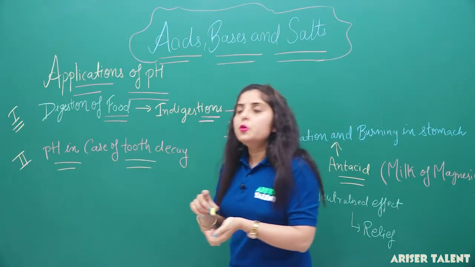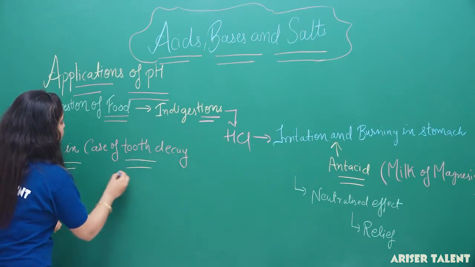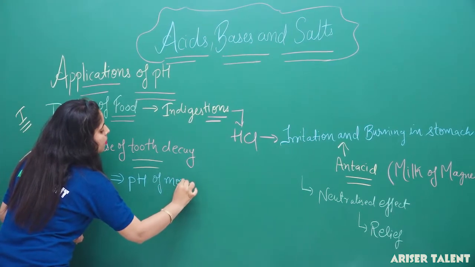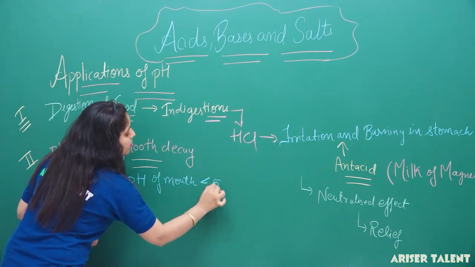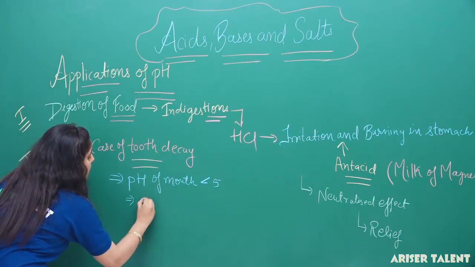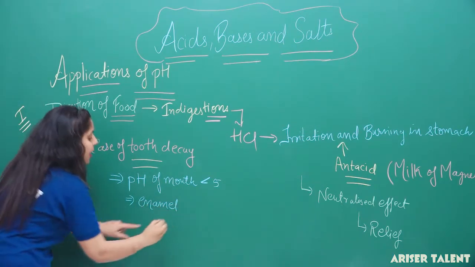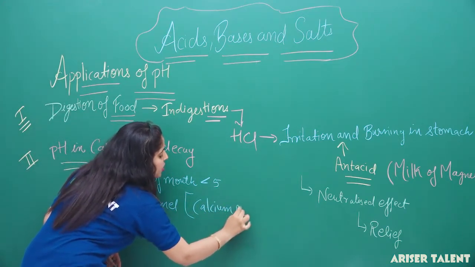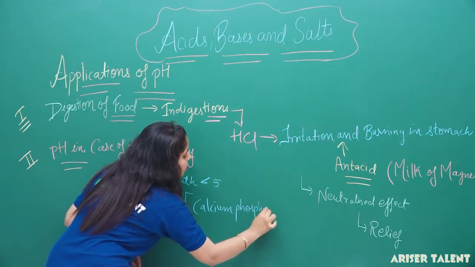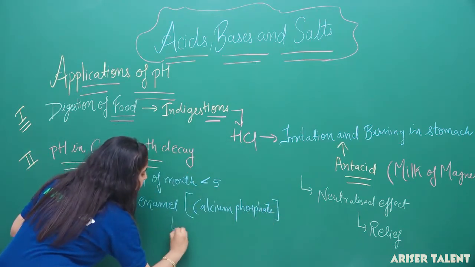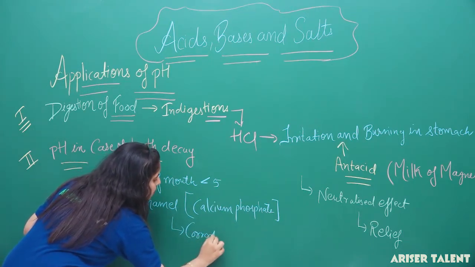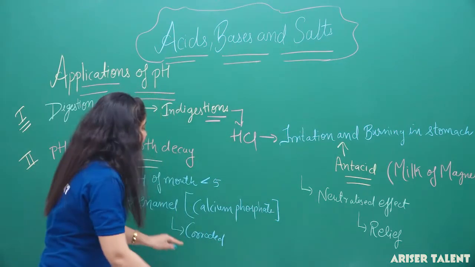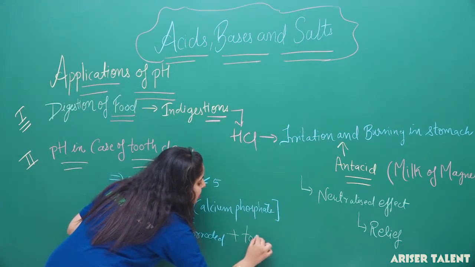So pH in the case of tooth decay, what actually happens? The pH of the mouth should be less than 5. But what happens? There is a layer of the tooth that is called enamel. This enamel is basically made up of calcium phosphate. This layer will start corroding due to the excessive eating of sugar in our food items. Then what do we apply? We will use toothpaste.